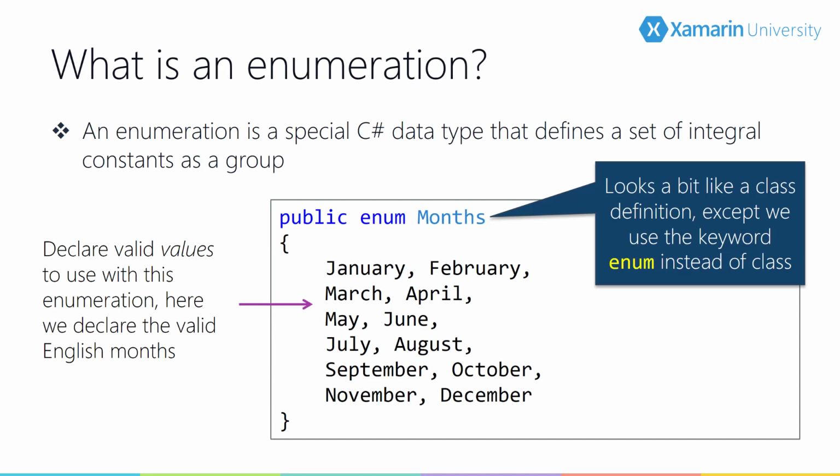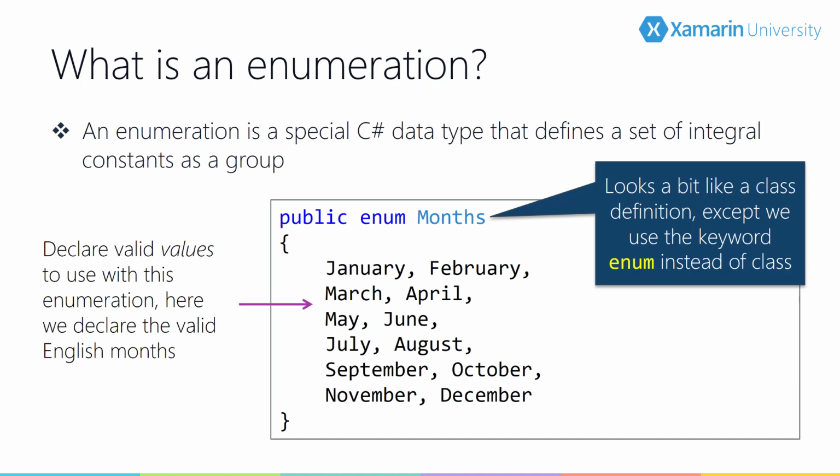So like I said before, an enumeration is simply a group of constants. As you can see here, we're defining an enumeration. You can see we're using the enum keyword, and then we give it a name. So this enumeration is called Months. And if you look inside of the enumeration, you can see we have all of the months separated by commas.